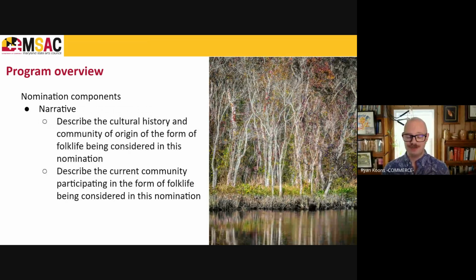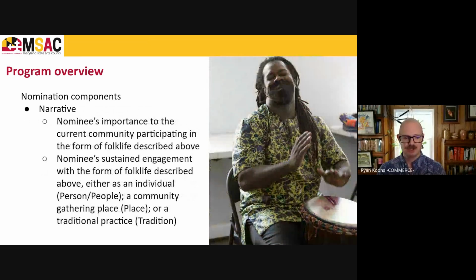Narrative components ask the nominator to discuss the cultural history and community of origin of the tradition being considered, as well as the current community participating within the tradition. The community of origin might be the current community, it might not be. They might be two distinct, probably related communities. The nomination also requests the nominator to discuss the nominee's importance to that current community, and to give examples demonstrating the nominee's sustained engagement with the tradition, or with that form of folklife.